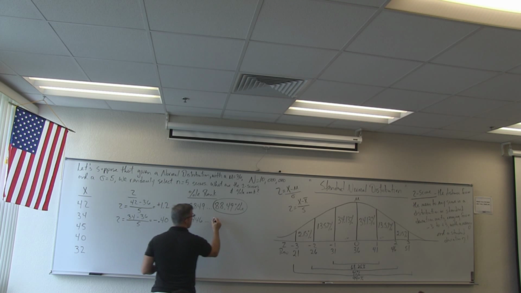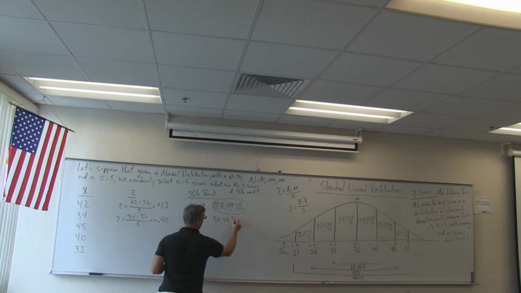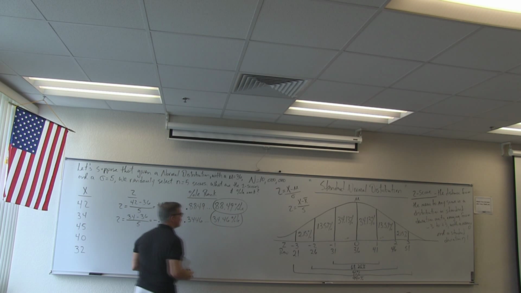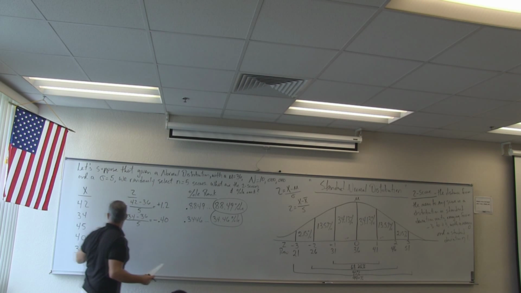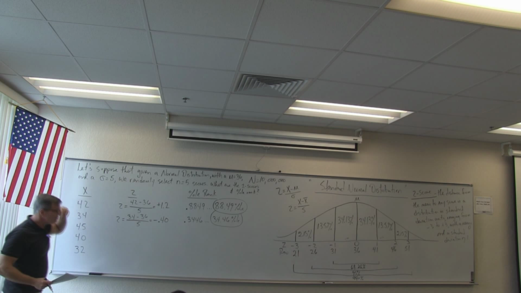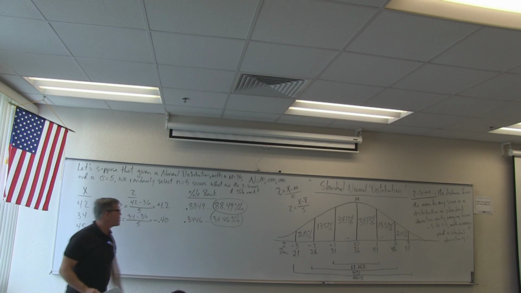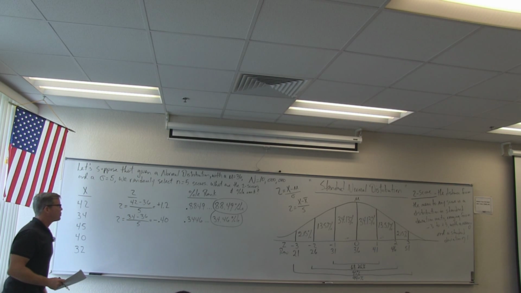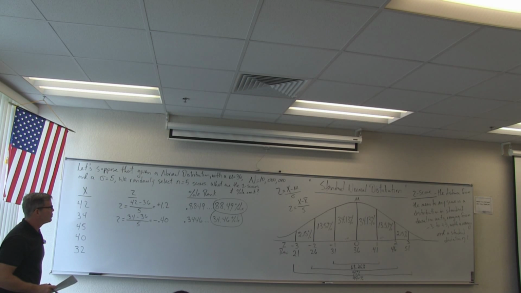Or the 34.46 percentile. This kid, who scored 34 for a raw score, scored better than about 34.5% of the people who took the test. So about 2/3 of that 10 million actually did better than him.